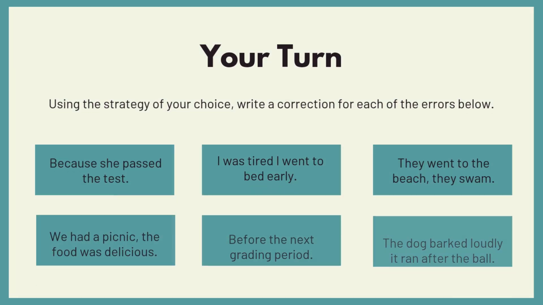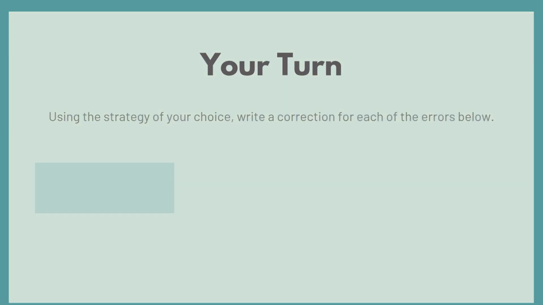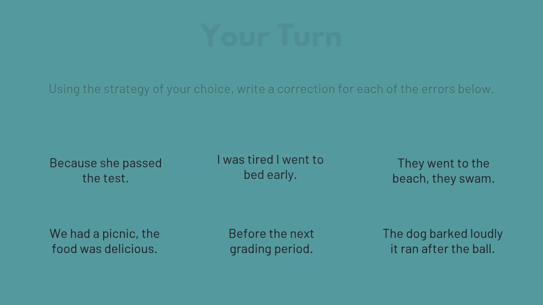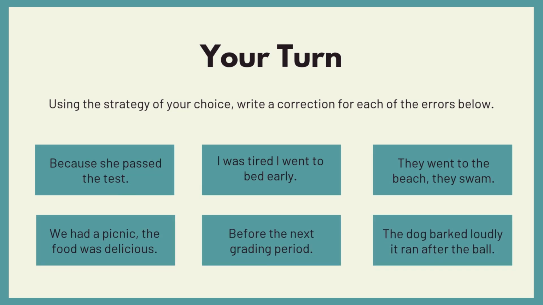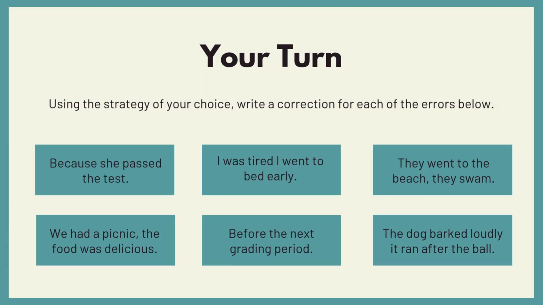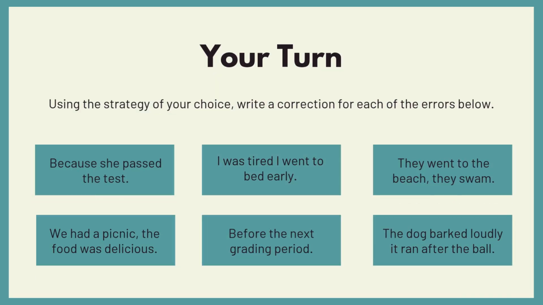Your turn. Using the strategy of your choice, write a correction for each of the errors below. Because she passed the test. We had a picnic, the food was delicious. I was tired, I went to bed early. Before the next grading period. They went to the beach, they swam. The dog barked loudly, it ran after the ball.